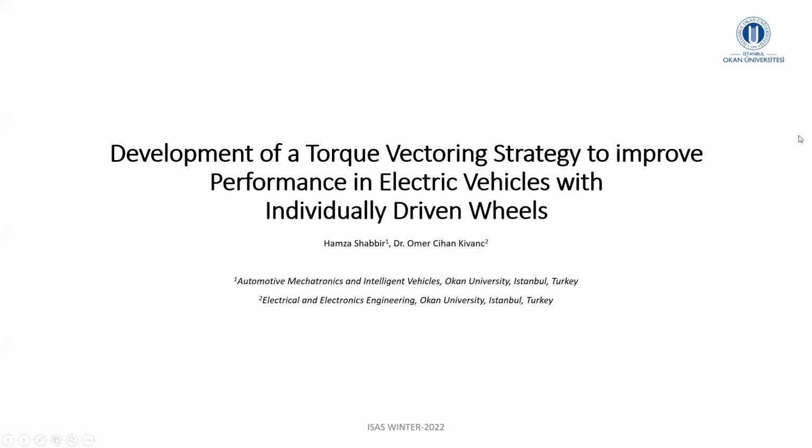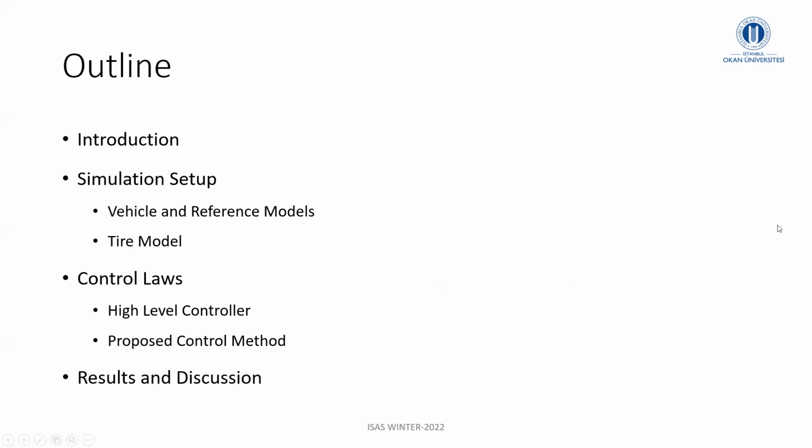Hello, everyone. Today, the topic of my discussion is development of a torque vectoring strategy to improve performance in electric vehicles with individually driven wheels. The outline comprises a short introduction to torque vectoring systems, the simulation setup, the reference models used, the control laws, a higher level controller, and then the proposed control method, which I have used in my studies.